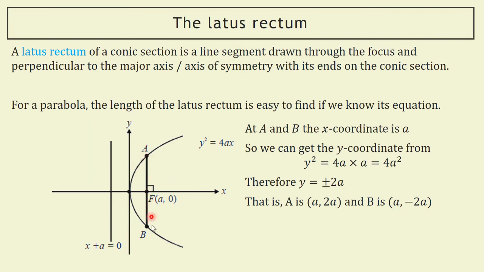Well, what's the distance now between A and B? This y-coordinate is 2a. This y-coordinate is minus 2a. Nice straight line up and down. Hopefully you can see the distance is just 4a. To go from here to here is 2a. To go from here to here is 2a. So the length of the latus rectum is 4a. This is what features in our equation. If we say y squared equals 4ax, we're actually giving the latus rectum length for our parabola.